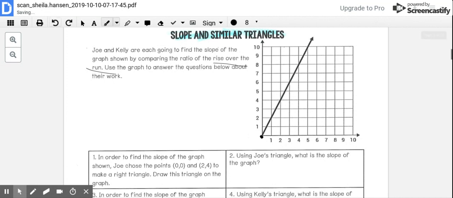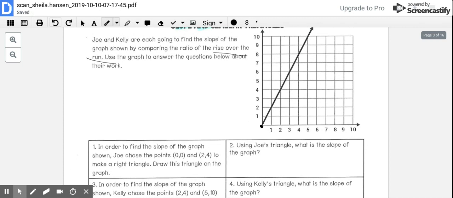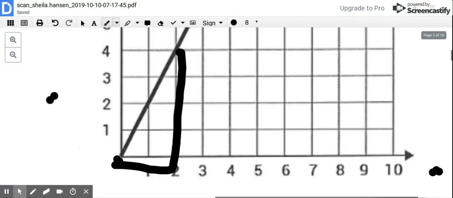Draw this triangle on the graph. You can either go down or you can go up. I'm just going to go down and draw my triangle here. And then it says, using Joe's triangle, what is the slope? So make sure you look to see what they're counting by. They're counting by ones on each side.